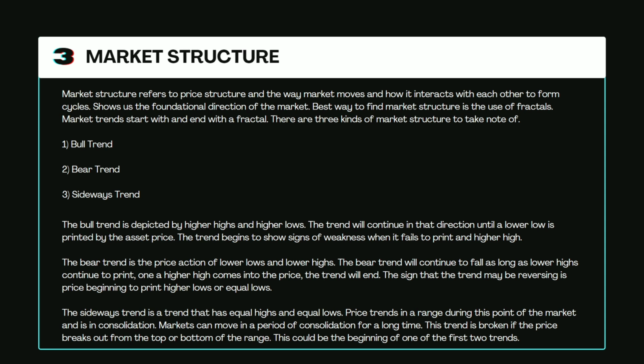The sideways trend is a trend that has equal highs and equal lows. Price trends in a range during that time, and the market is in consolidation. Markets can move in a period of consolidation for a long time. This trend is broken if the price breaks out from the top or bottom of the range. This could be the beginning of one of the first two trends.